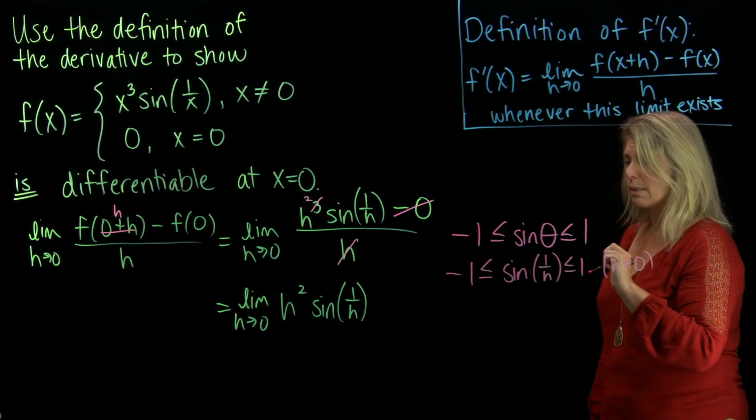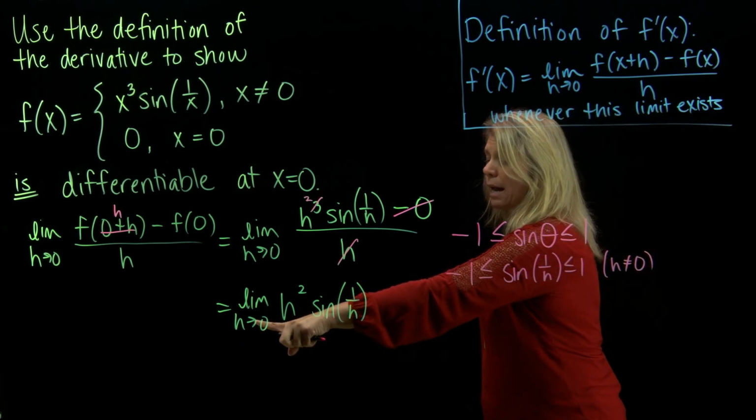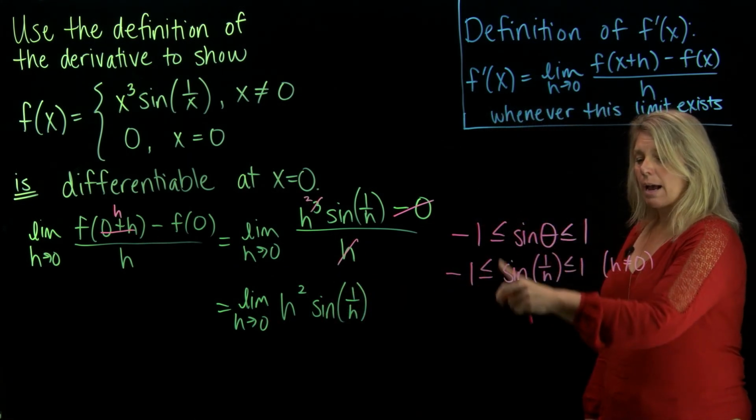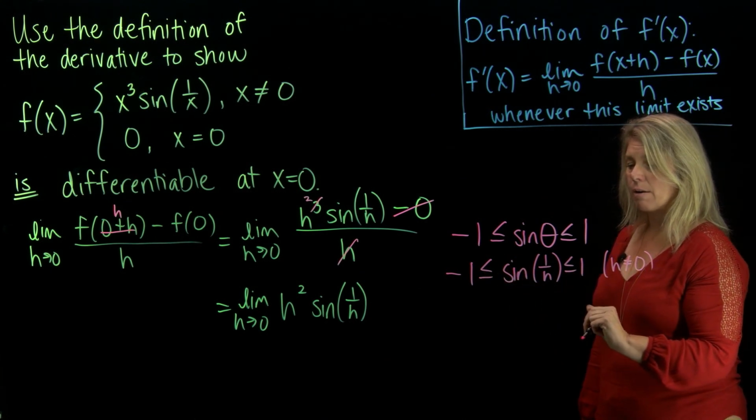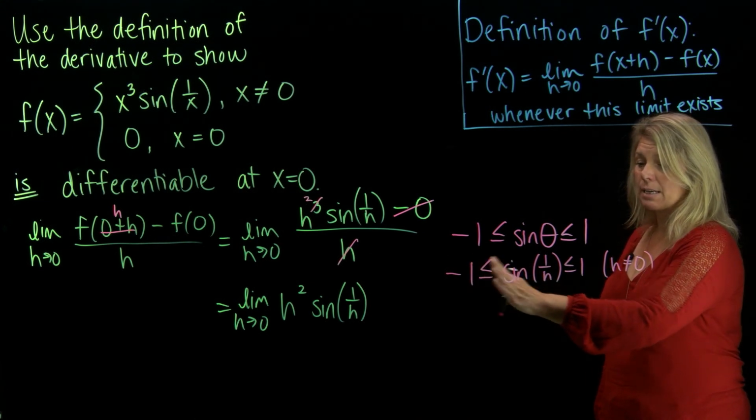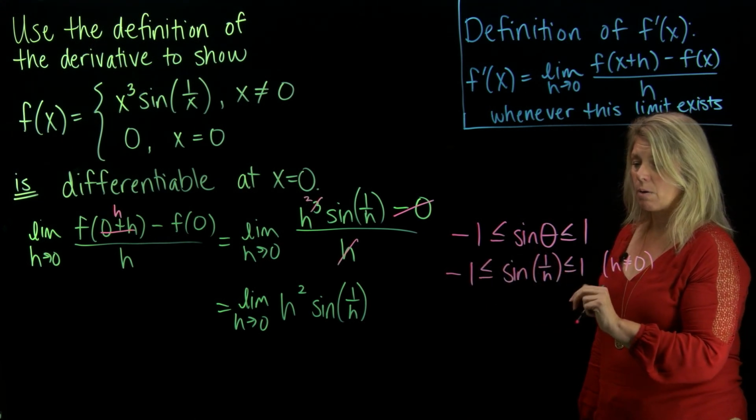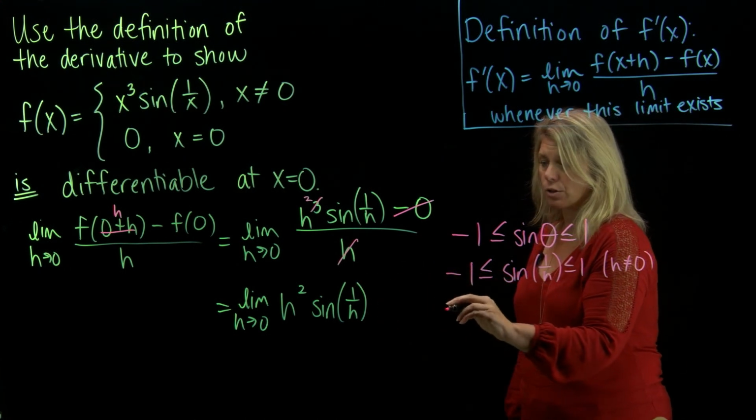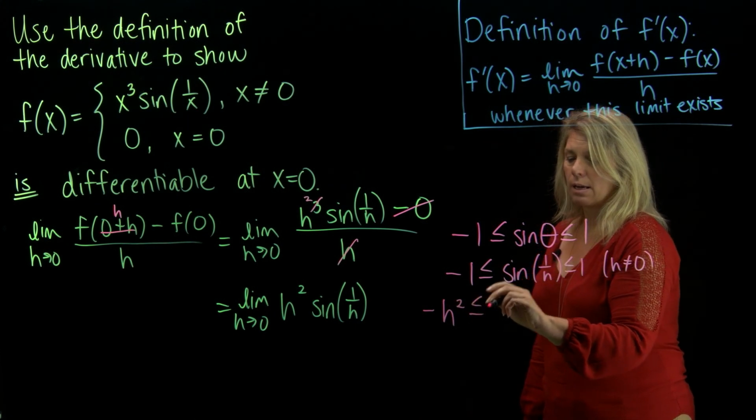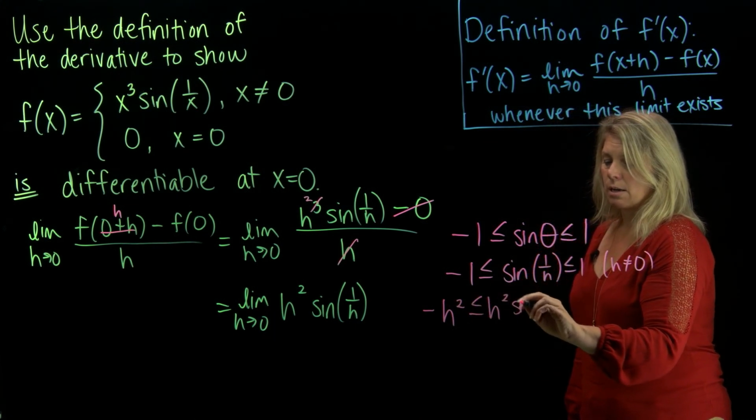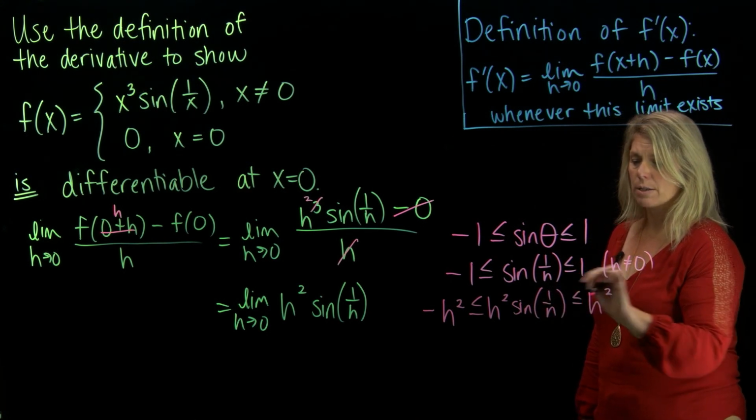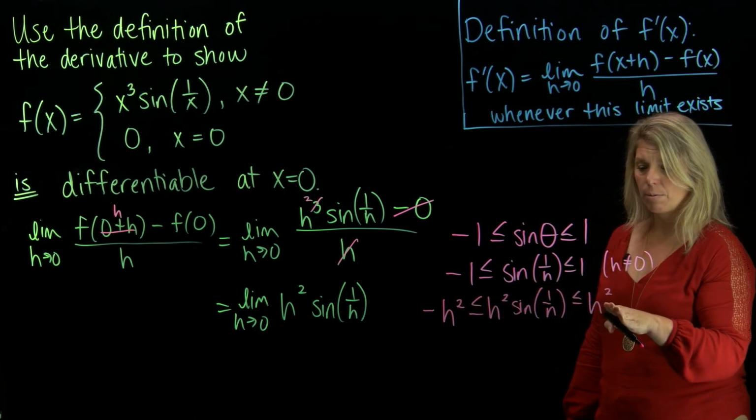Right, I can't put in h equals 0 here, but remember that this limit is asking us about what happens when h is close to 0, but not at h equals 0. So I have this expression here bounding the sine of 1 over h function. And then if I multiply this expression through by something that is not negative, I will preserve the inequalities here. So if I multiply through by h squared, which is never negative, I get negative h squared is less than or equal to h squared times sine of 1 over h, which is less than or equal to h squared.